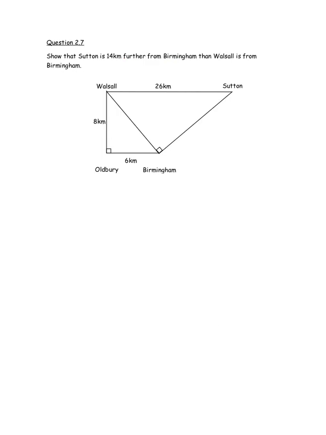Question 2.7 is shown here. It says, show that Sutton is 14 kilometers further from Birmingham than Walsall is from Birmingham. So what we need to get is the distance from Walsall to Birmingham.